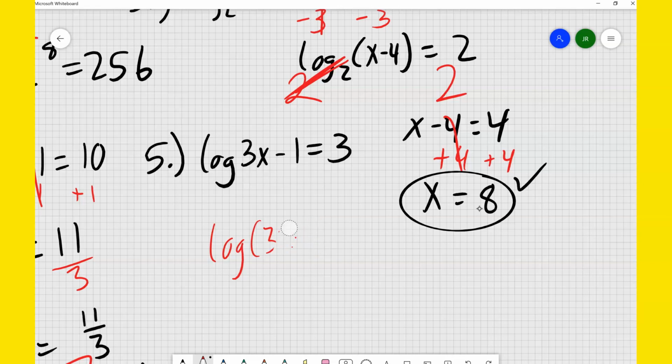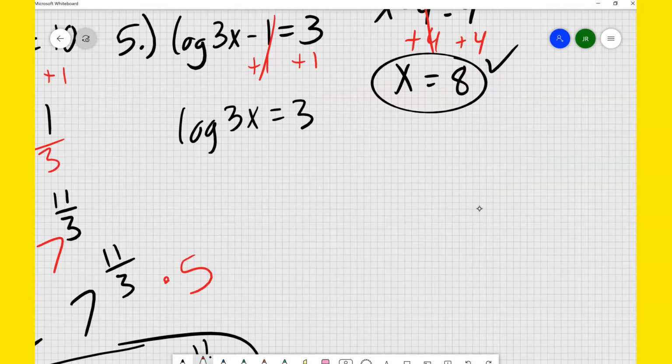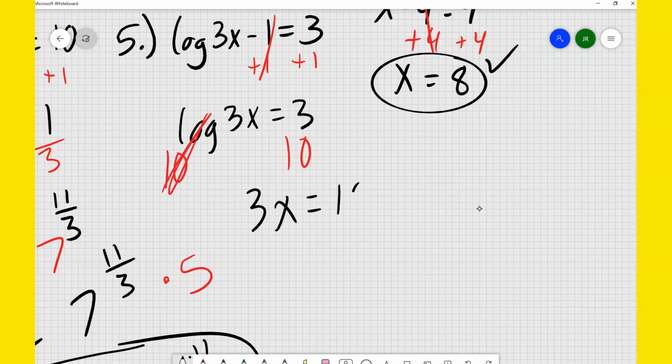But because it's not written in parentheses, I'm going to get rid of the -1 first because it's not part of the log. I'm going to go ahead and get rid of the -1 by adding 1 to both sides. And that just gives me log of 3x equals 3. And now, what's the base on this log right here? It's understood to be base what? Base 10. So then to get rid of that log, I'm going to exponentiate with a base of 10. Cancels that out. It gives me 3x equals 10 to the 3rd, which is, I believe, 1,000.